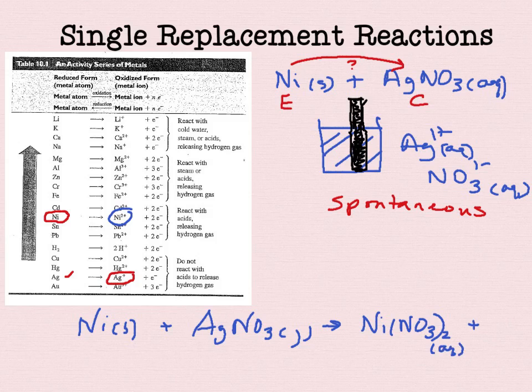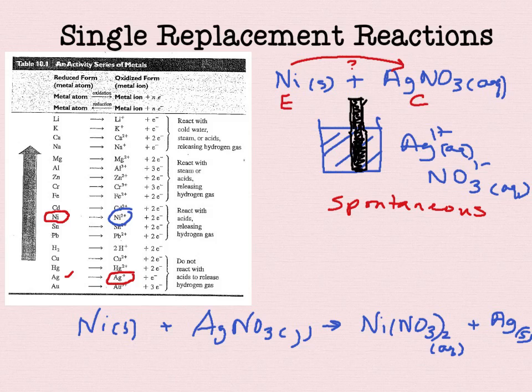And the other product will, of course, be silver coming out of solution and being in its pure elemental state. It will actually look like pure silver, and you'll be able to see it shiny, typical color, and all that. There's your skeleton equation. It is not balanced. We can do that easily enough.